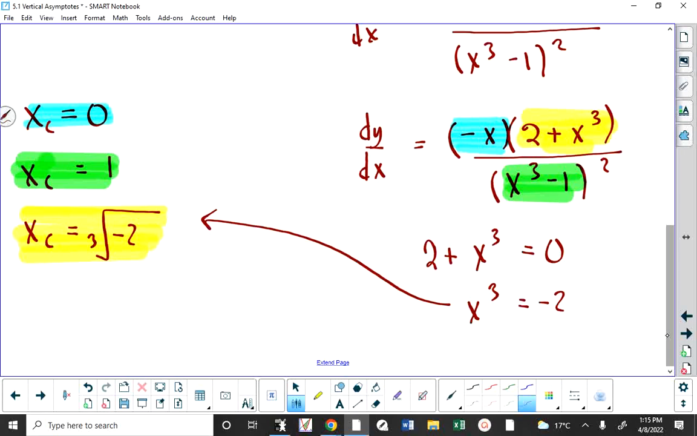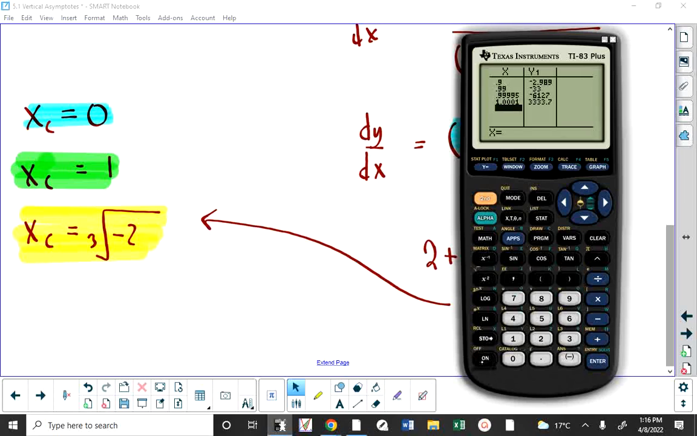So what is the cube root of negative 2? Approximately. Well, we can do that on our calculator, obviously. I do cube roots by raising them to a third. You can feel free to use the cube root function. I just don't like poking around in the math menu. It's about negative 1.3 approximate.